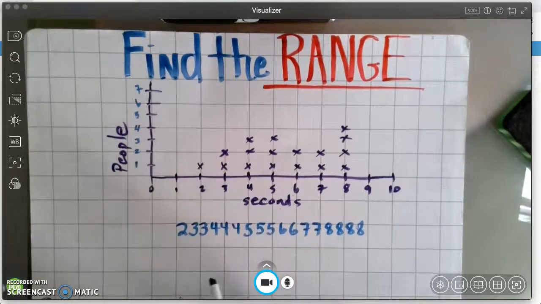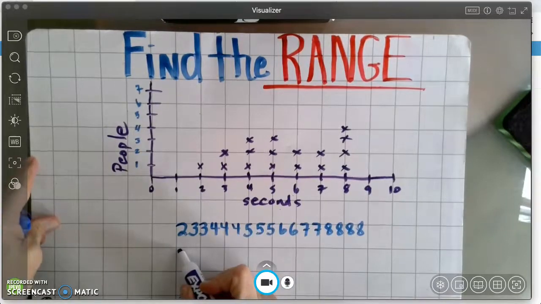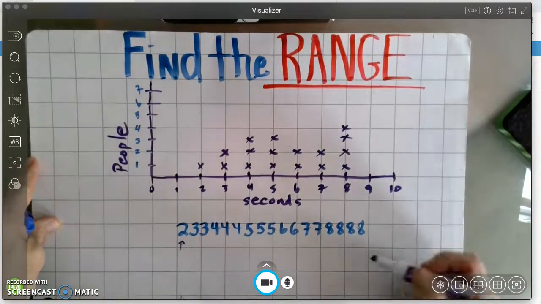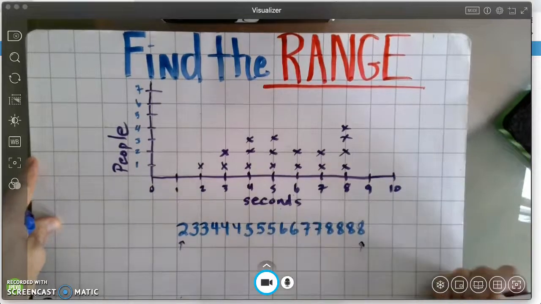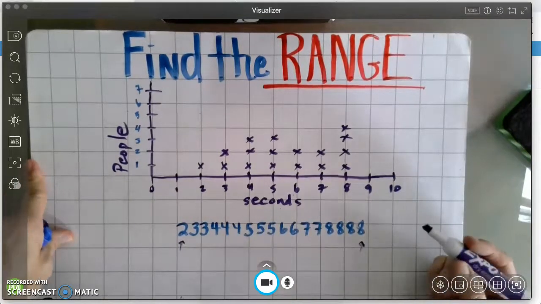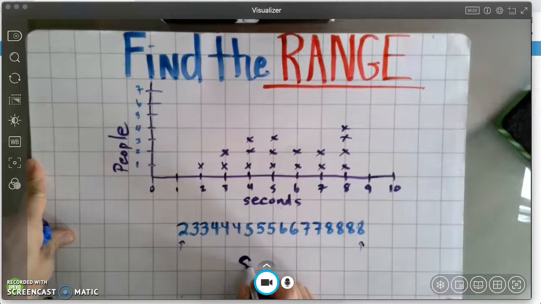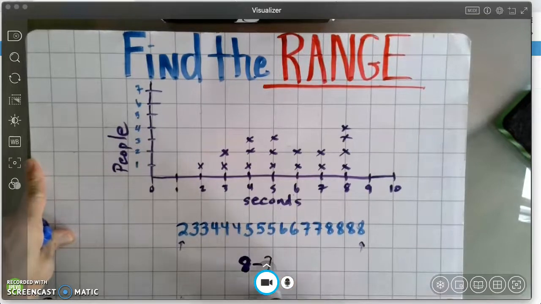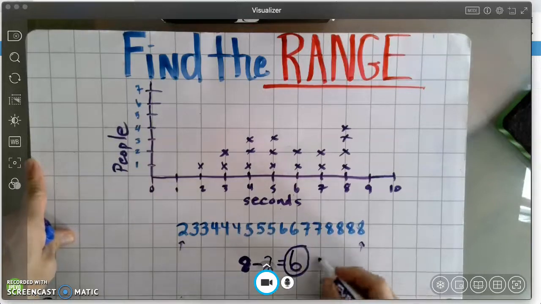When I want to find range, you simply take the smallest number and the largest number, and you find the difference. So 8 minus 2 equals 6. 6 is the range.